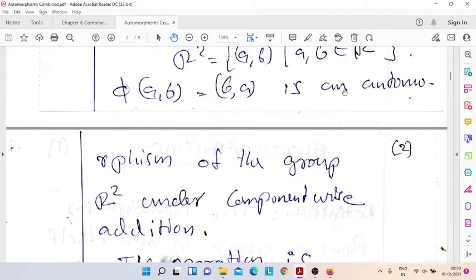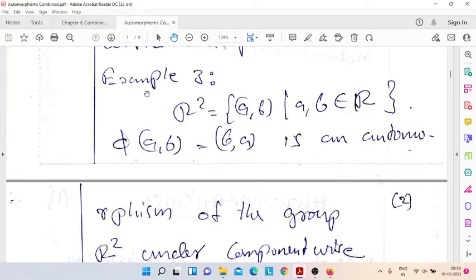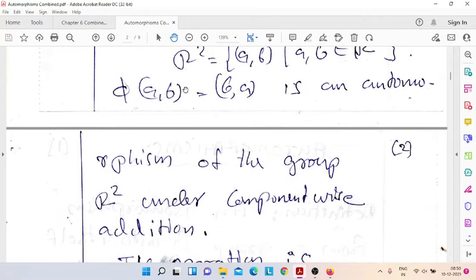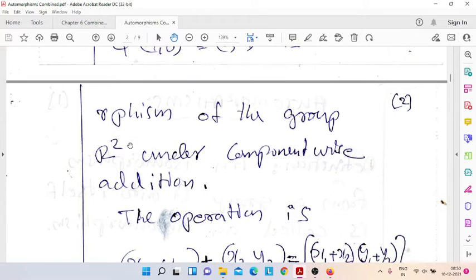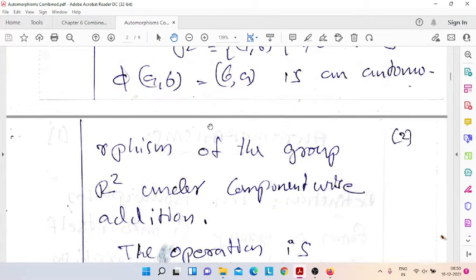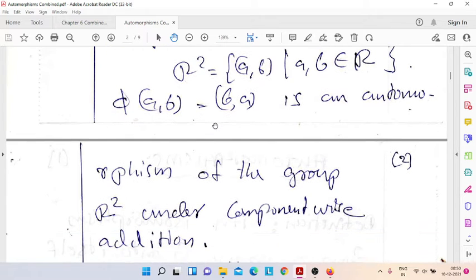Here, the last example, example 3, what is the operation defined? Here the operation defined is component-wise addition. So with respect to component-wise addition, we can establish that it is an automorphism.